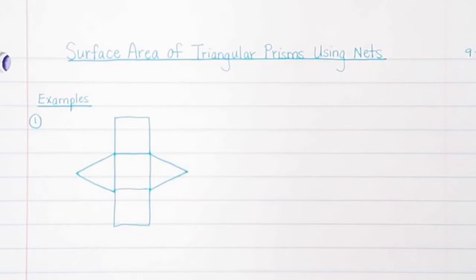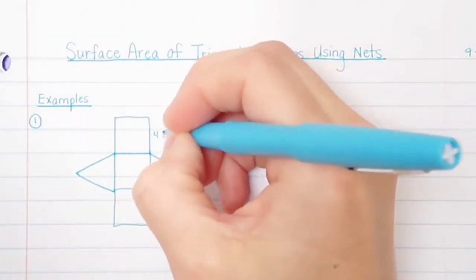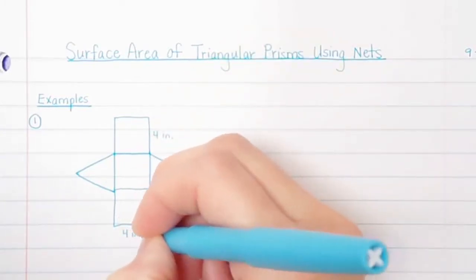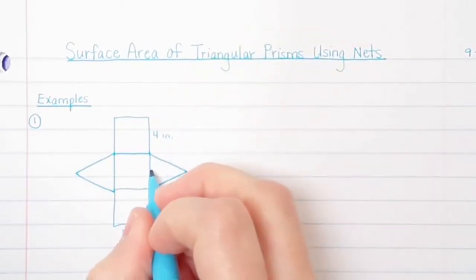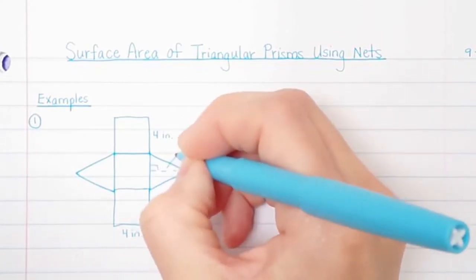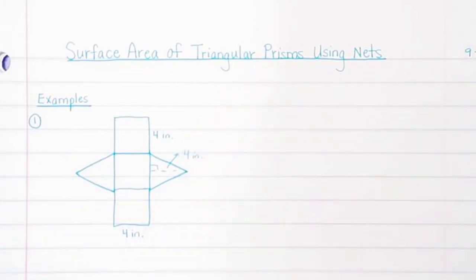All right, so let's give this some numbers. All right, so these are my numbers for my triangular prism. So just like yesterday, every single time you're doing surface area, you find the area of every single side and then you add them up.